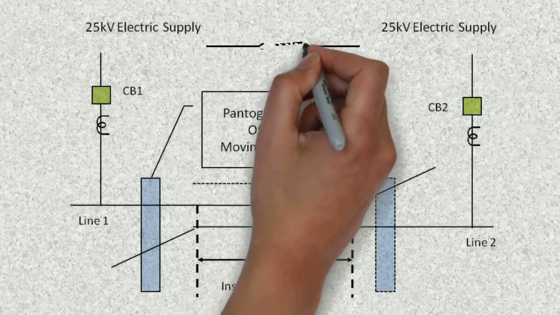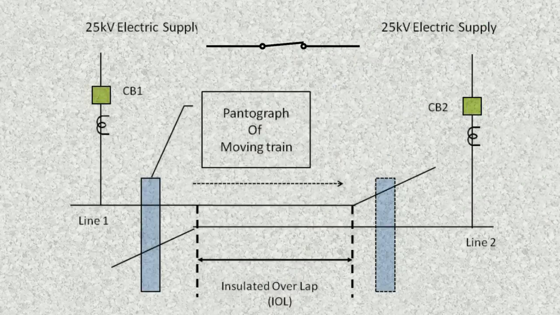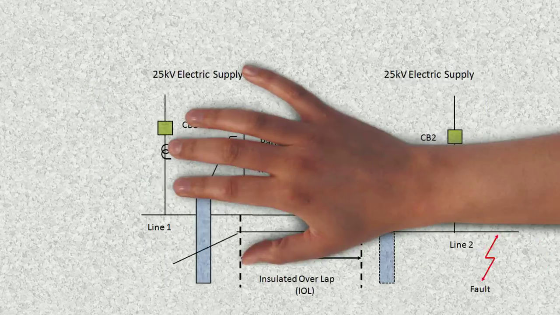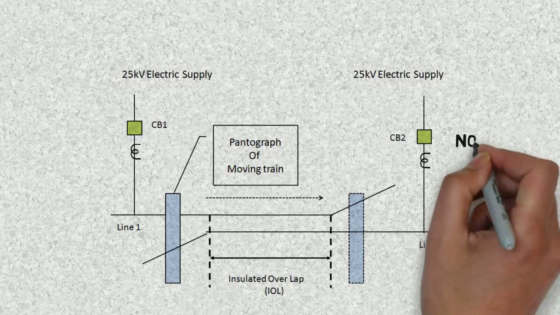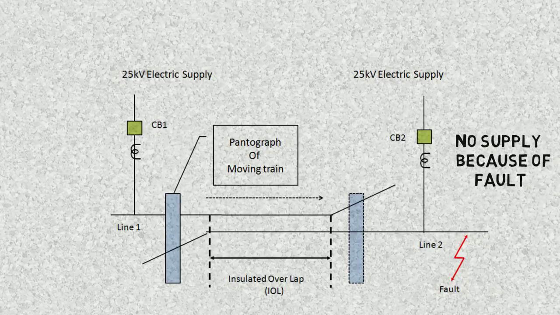During normal operations, whenever there is a condition of insulated overlap and both the lines of the insulated overlap have supply, then the train gets a parallel supply and no problem is encountered. But the problem comes whenever one line has the supply and the next line doesn't have supply. This also really falls into two categories.